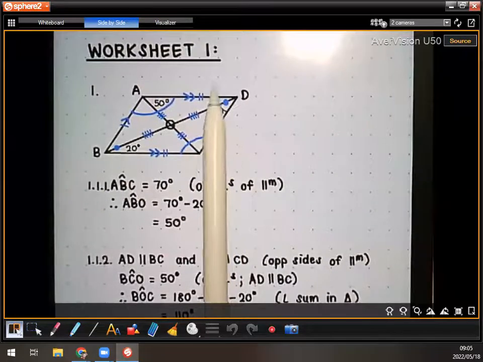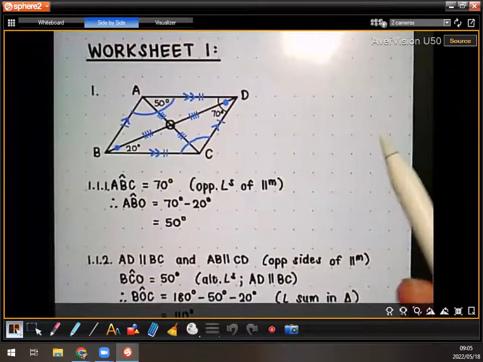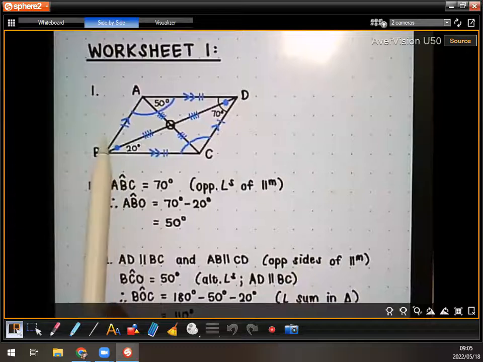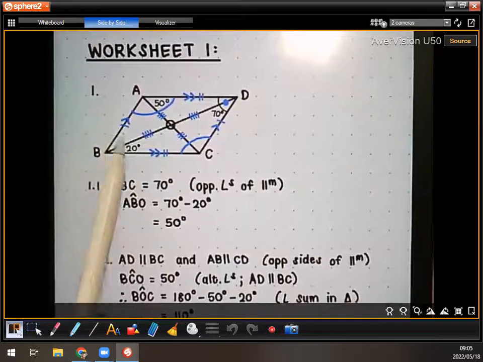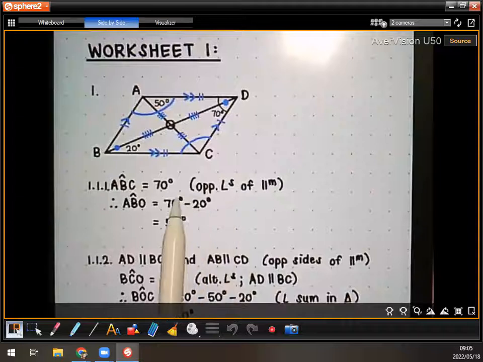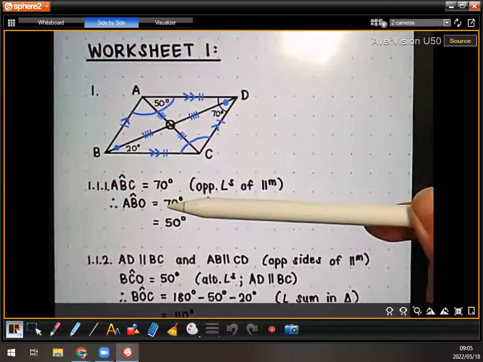If you just remember that the parallelogram has opposite angles that are equal, if this whole angle D is 70 degrees, then the opposite whole angle is also going to be 70 degrees. But they told you that that angle is 20, so if the whole angle is 70, then ABO has to be 50. You don't have to write 70 minus 20, that's fine. You can just write 50 degrees straight away.